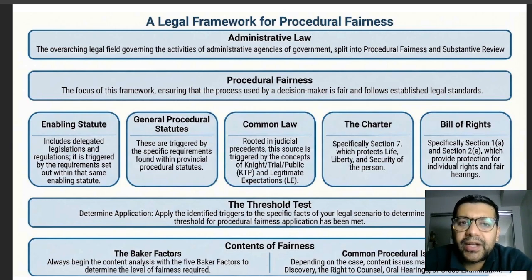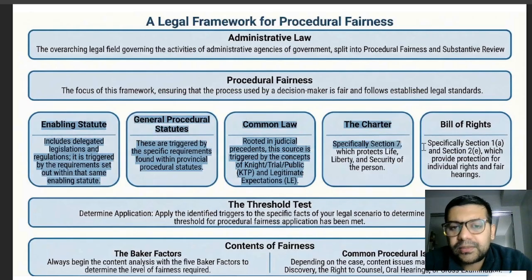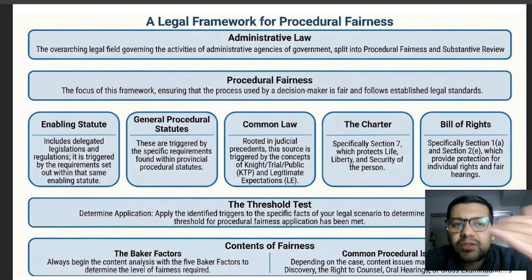But what is the law behind it? Like, who gives you that power, right? And that power comes from these five loosely written heads over here. So now specifically, the very first thing that we need to see is the enabling statute.